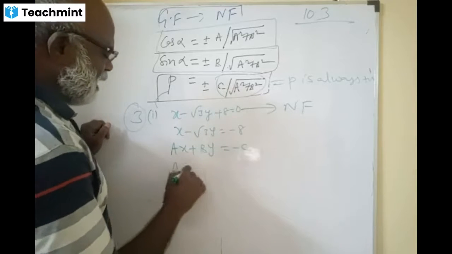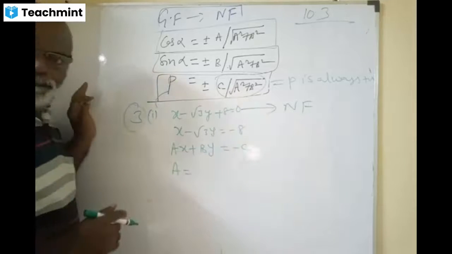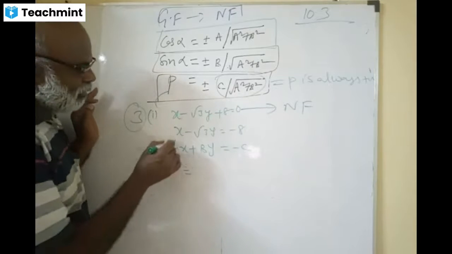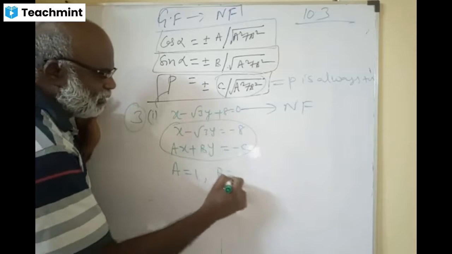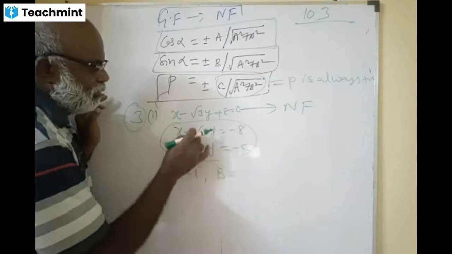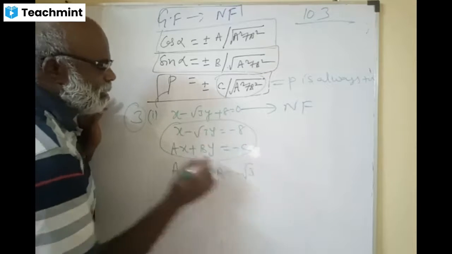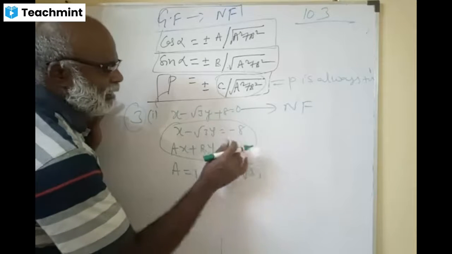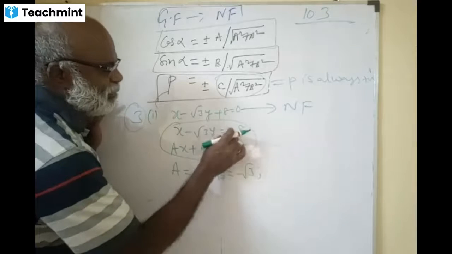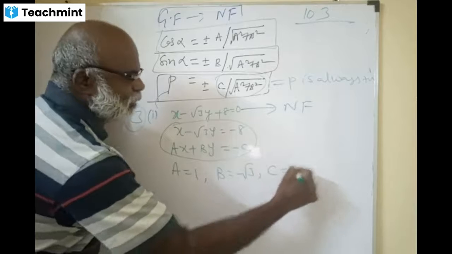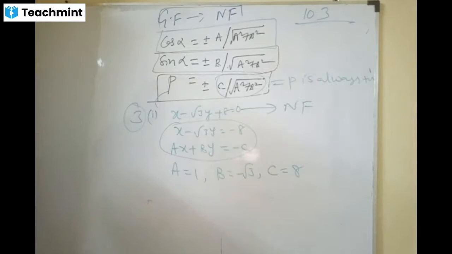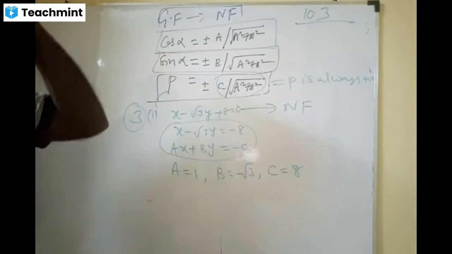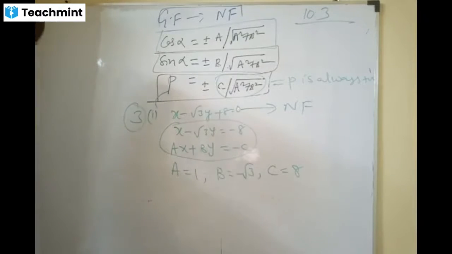A is what, dear? 1. Brilliant. Come on. B is what? Minus root 3. And C is what? Minus C is minus 8, so C equal to 8. Agree? Yes or no? Yes, sir.